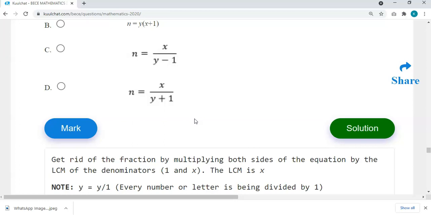Now, I advise that you attempt the questions before you look at the solution, so that you know how much you prepare for the final exam. Okay, and when you get it even correct, especially in the objective test, please also view our solution so that you will also get a different approach of doing the same thing.